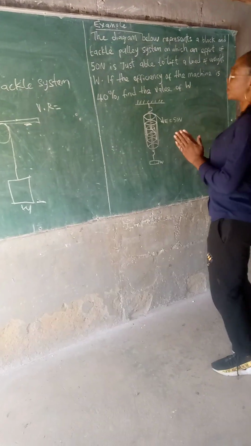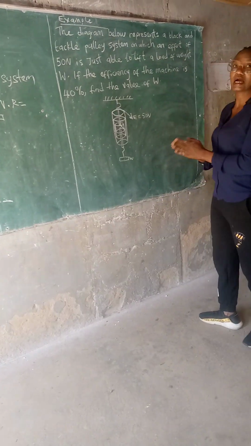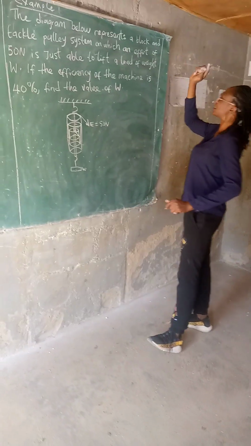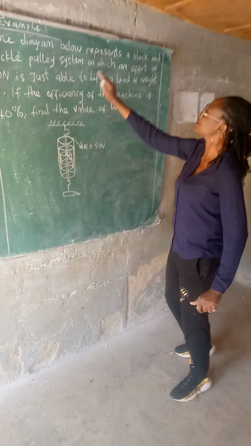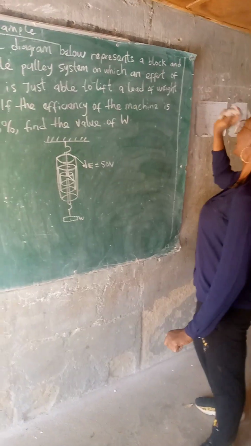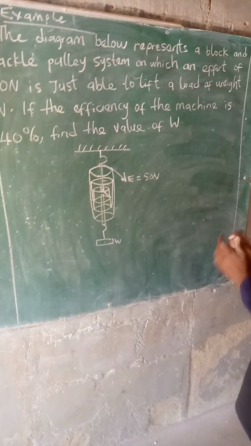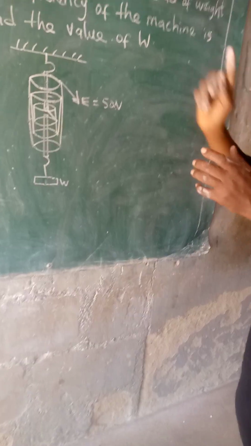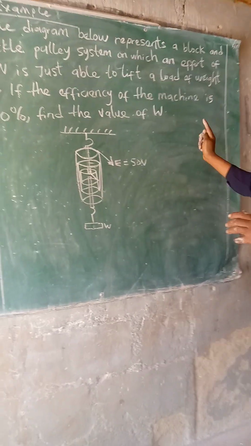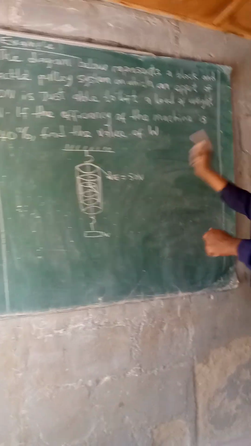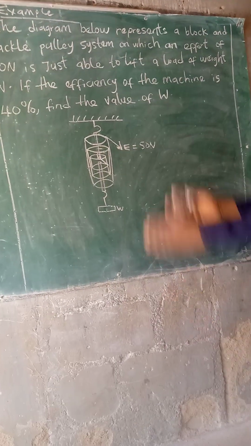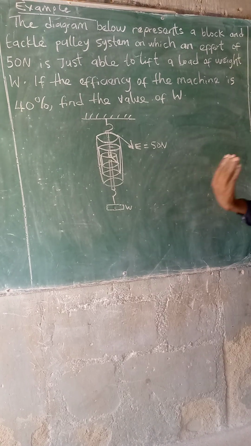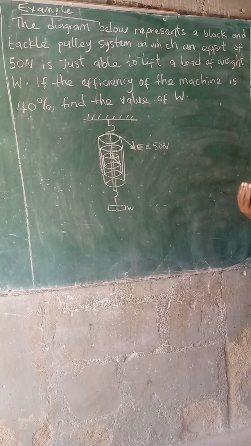Now we have a simple example to be solved under pulley as a machine. The diagram below represents a block and tackle pulley system on which an effort of 50 Newton is just able to lift a load of weight W. If the efficiency of the machine is 40%, find the value of W. Like I said before, we always bring out the parameters in the question given, so we'll do that first.